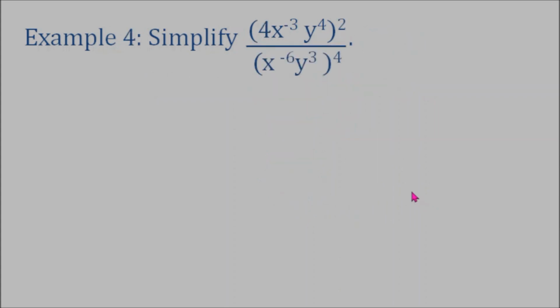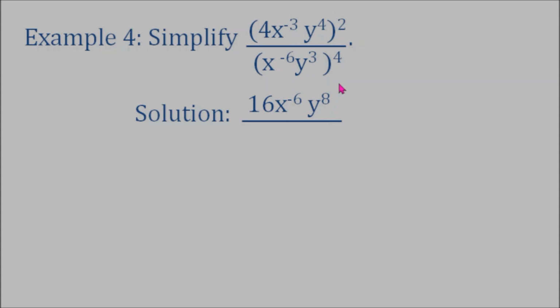Example number 4. Simplify the quantity 4x to the power of negative 3 y to the power of 4 to the power of 2 over the quantity x to the power of negative 6 y cubed to the power of 4. For our numerator, so this 2 is the exponent of 4, that's 16. We have 2 times negative 3, it's negative 6, so we have x to the power of negative 6. Then 2 times 4 is 8, so we have y to the power of 8.